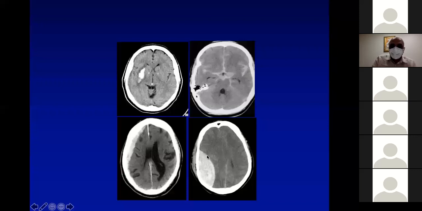And on this image, you can see that there is a biconvex accumulation of hyperdense blood, and it is along the right parietal bone. This is an acute extradural hematoma. This usually happens with the presence of a skull fracture, and this is indicated with a soft tissue swelling overlying the fracture. So there must be a trauma.